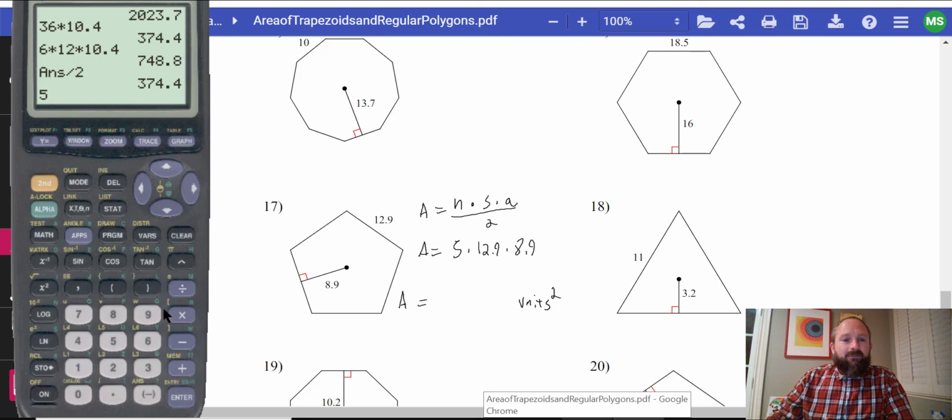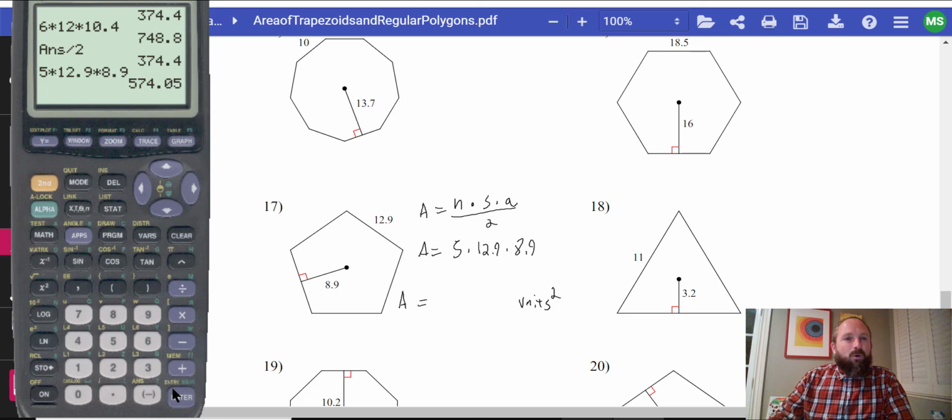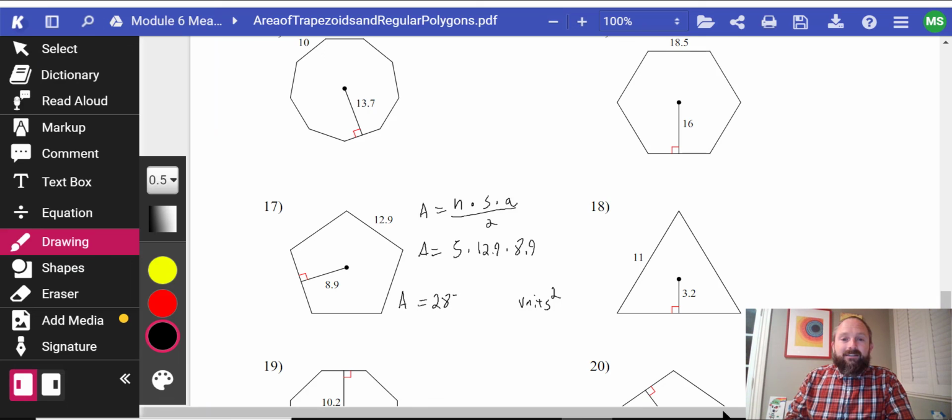So I'm going to do 5 times 12.9 times 8.9, and I'm going to get 574.05. But wait, what did we forget to do? We forgot to divide by 2, and that will give us our answer of 287.025. So 287.025. Don't forget to divide by 2, guys.